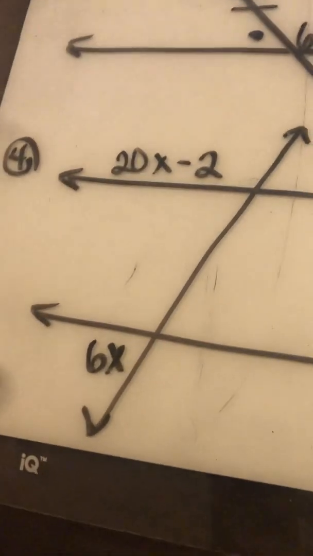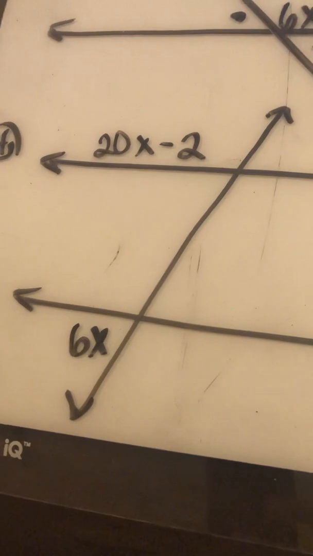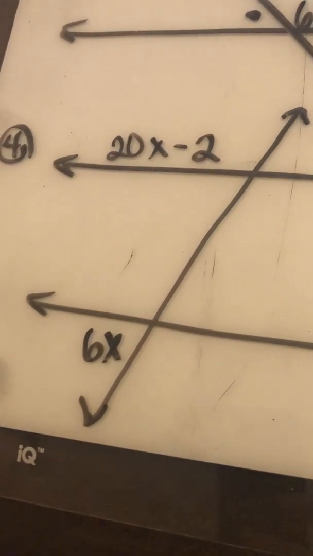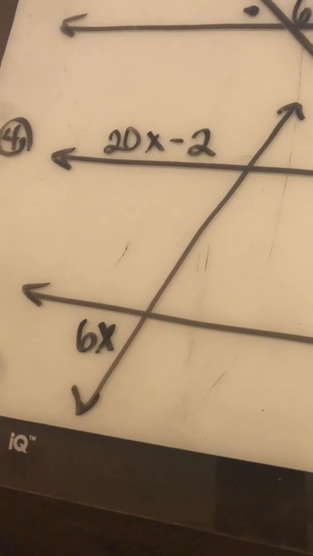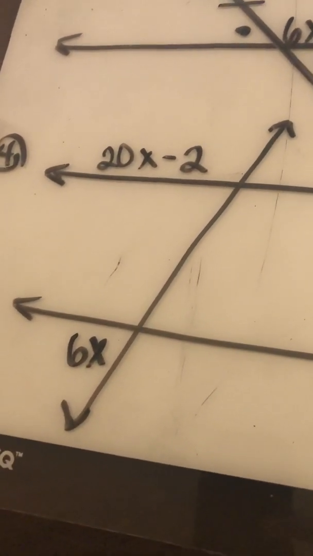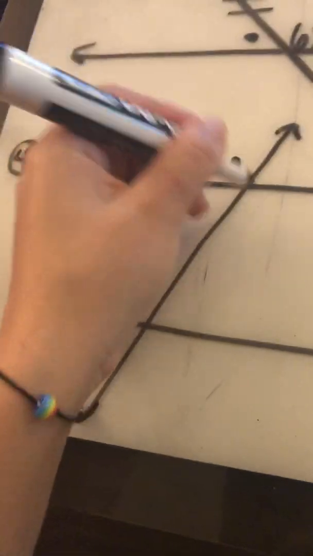Number 4 looks like this, which is a little different because this doesn't really look like any relationship we've discussed. So because it doesn't look like any relationship we discussed, I'm going to do the dot test just to see if they're equal or if they are supplementary. So let's see. Dot.